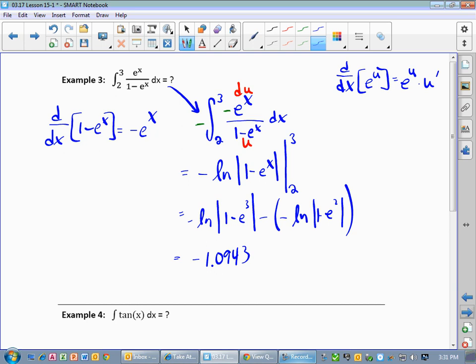But again, the general idea is we're looking for a function in the denominator and its derivative in the numerator. If you find that, then that means we can apply this new rule. If you don't find that, then that means it must be some other rule that you can use, like on example 2.